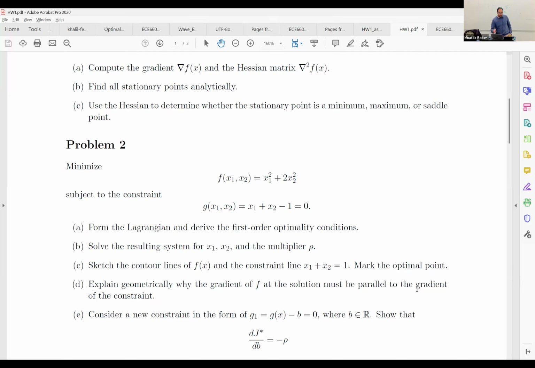Basically, one way to do it is you define the Lagrangian, F plus rho transpose G, right? And then differentiate, take the gradient, equate it to 0. You will see that the gradient of F is equal to minus the Lagrange multiplier times the gradient of G, right? So you can see that the gradient of F is parallel to the gradient of G, and you can verify it at the optimal point. If you substitute at the optimal point, you'll see that the left-hand side is equal to the right. That's all I want you to show in this equation.